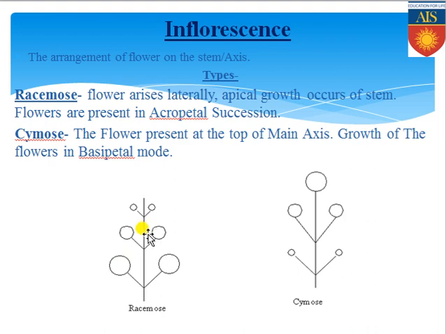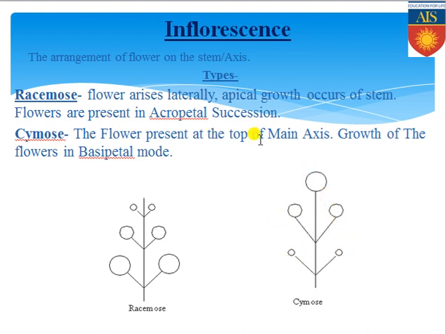If you consider the cymose, obviously a flower is present at the top, at the terminal end of the stem, and the growth of the flowers is in basipetal mode. That means from upper to lower, you will see old to new flowers. That is known as basipetal mode. In case of racemose, keep in mind that at the apical portion of the stem there should not be any flower. For cymose, obviously at the apical portion a flower will be present, and in racemose the flowers are arranged in an acropetal manner, while in cymose the flowers are arranged in a basipetal succession or basipetal mode.